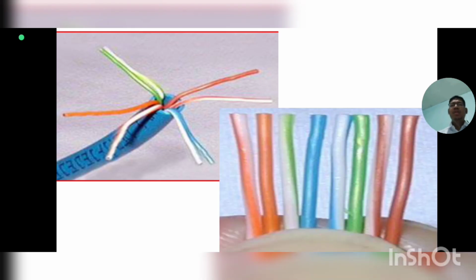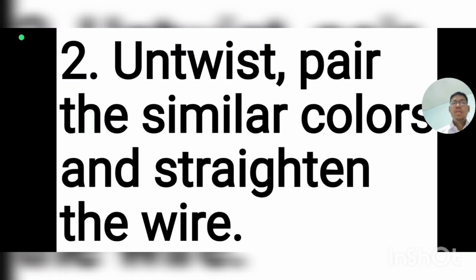Let's proceed to our second step. From the picture, what can you say? Okay, Kelly, you're raising your hand again. Okay, we will pair each of the same color. Untwist, pair the similar colors, and straighten the wire. Do you have any question about the second step? None. So let's proceed to our third step.